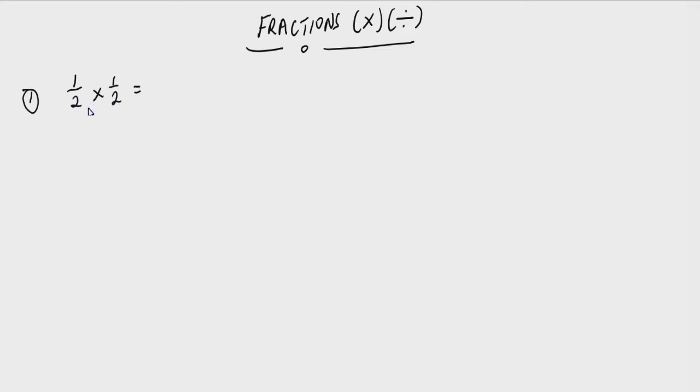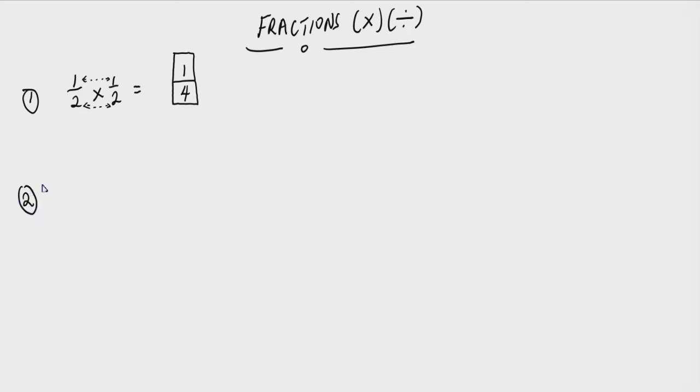Multiplication is the most straightforward of all of the operations, because all you do is multiply the denominators together and multiply the numerators together, and that's it. So half times half would be 1 times 1 in the numerator, that's 1, divided by 2 times 2 in the denominator, which is 4, and we're done. Short and sweet.